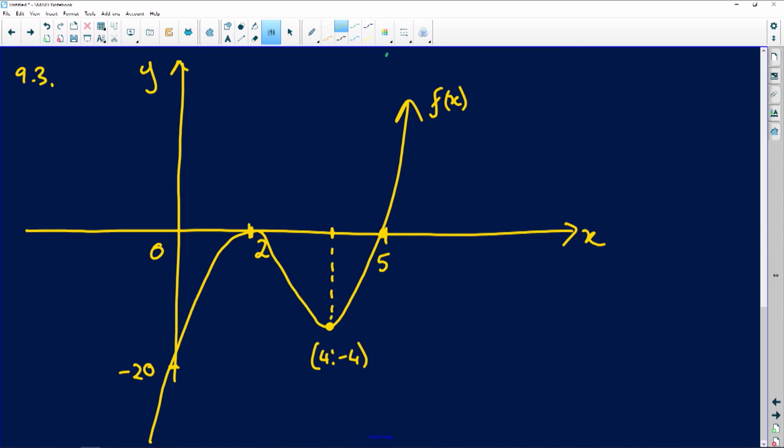They can ask you where the graph is increasing or decreasing. There's quite a few things they can ask. Let's see what they asked on this actual question. They said, calculate the x values of the point of inflection. I knew that question was coming.